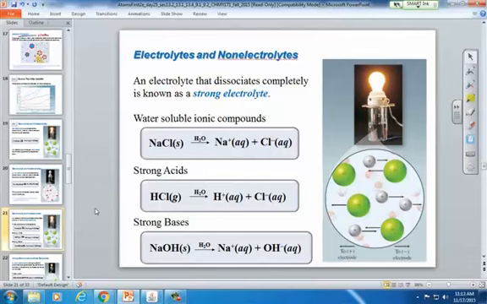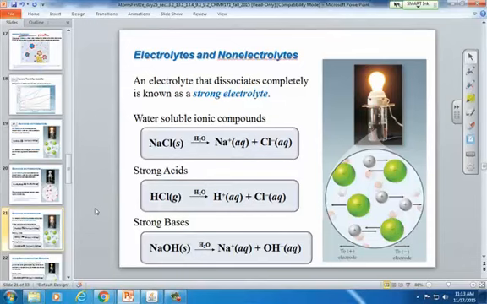Other strong electrolytes, strong acids. Strong acids are not technically salts. They're not ionic compounds. They're molecular compounds, but they're unstable. So when I put this in water, it will react with water. The H plus will go to the water, produce H3O plus, and the Cl minus will be free. So I'm producing charges. I didn't have the charges to begin with.